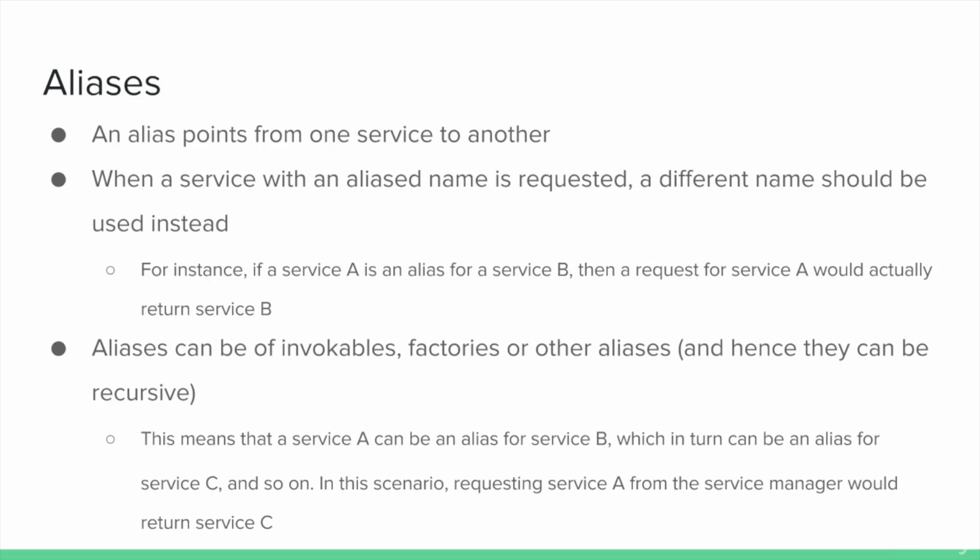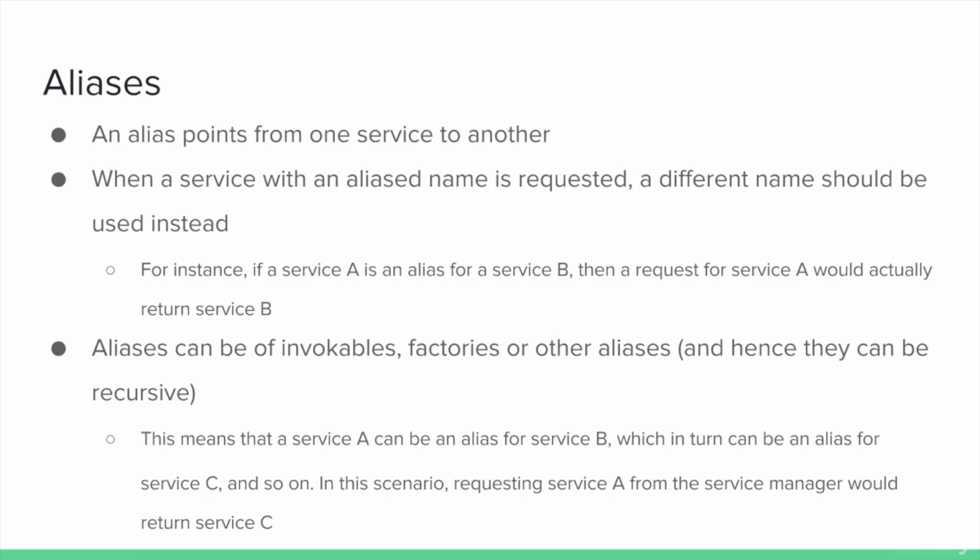We also have something called aliases. An alias basically points from one service to another. So when a service with an aliased name is requested, a different name should be used instead. Now I'll give you an example. For instance, if a service A is an alias for service B, then a request for service A will actually return service B. So aliases can be of invocables, factories, or other aliases, and hence why they can be recursive. So you can actually have a chain of aliases.